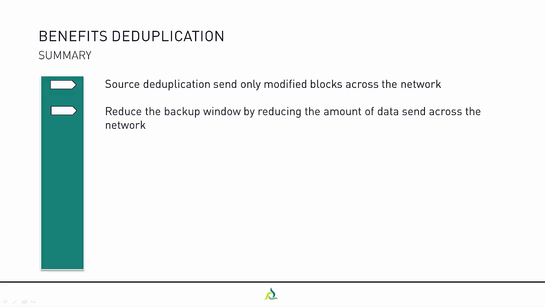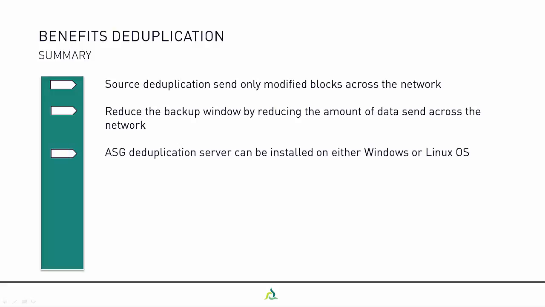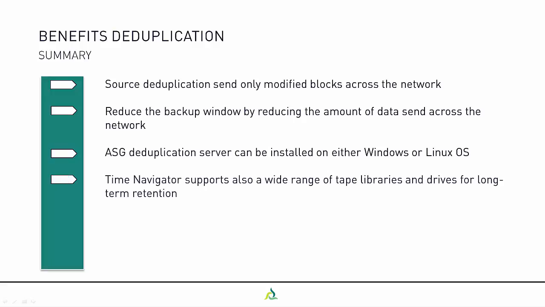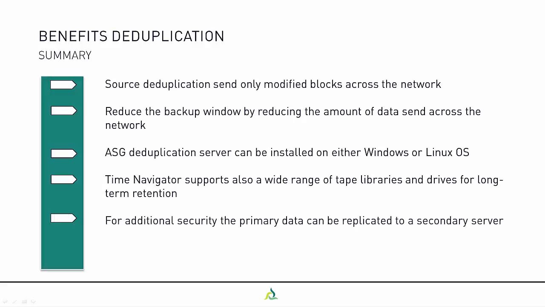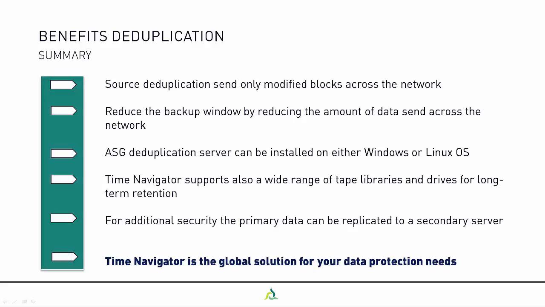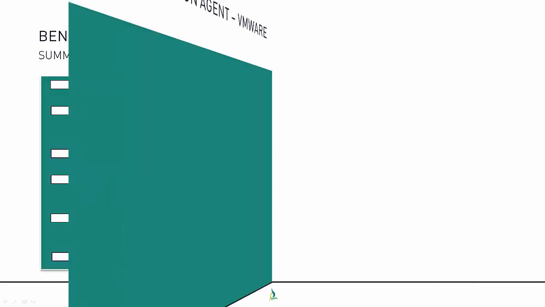Our deduplication server can be installed on either Windows or Linux operating systems, and we don't force you to buy a hardware appliance to use our deduplication software. The choice is up to you. As we understand the need to keep data for long-term data retention, and this often needs to be kept on tape, Time Navigator supports a wide range of tape libraries and drives. So now you can benefit from fast backup and restore from disk with the additional security through replicating of data or saving onto tape. Time Navigator, it's the global solution for all your data protection needs.